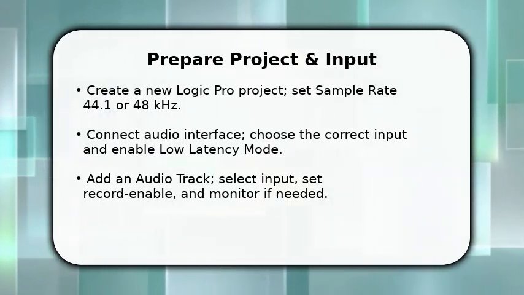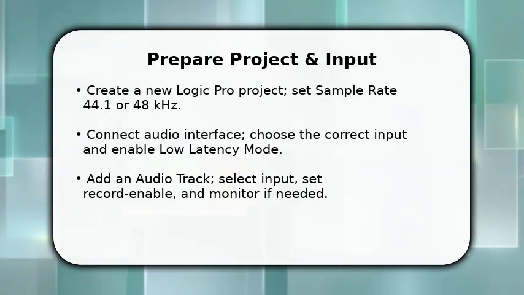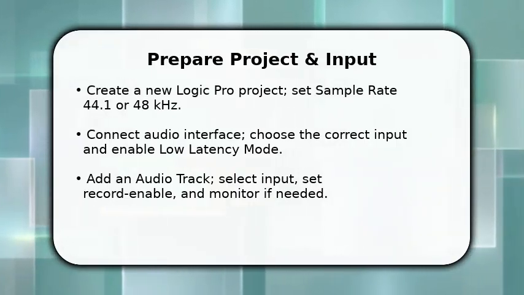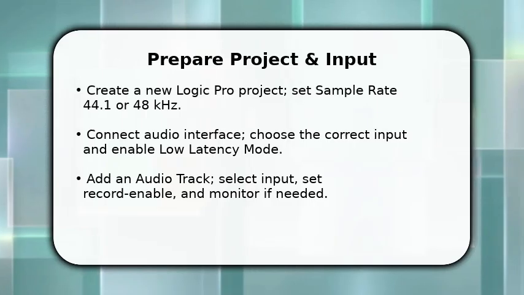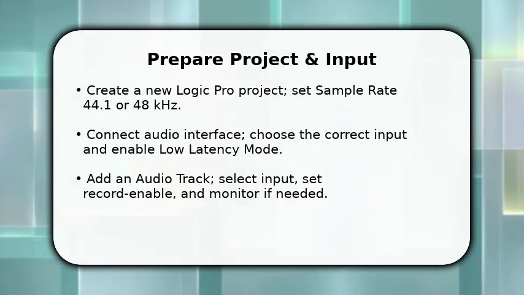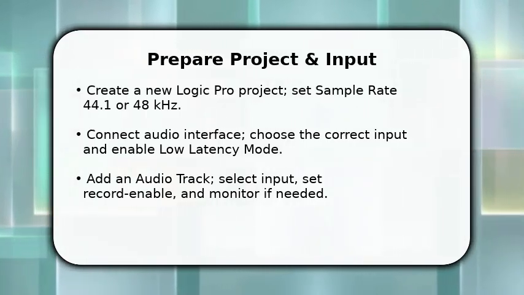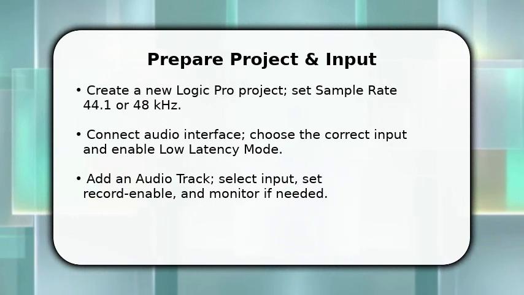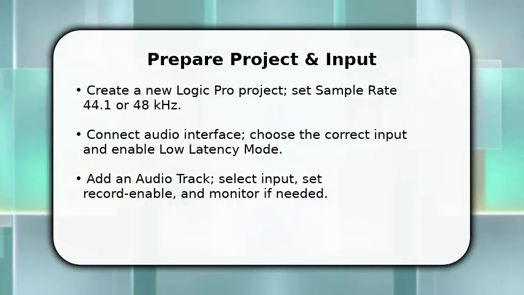Once done, add an audio track, select the exact input channel, and record enable the track. If you need to hear yourself with no delay, enable software monitoring or low latency mode. Make sure levels peak around -6 dB, so you keep headroom and avoid clipping.